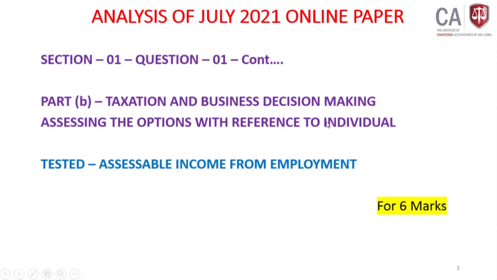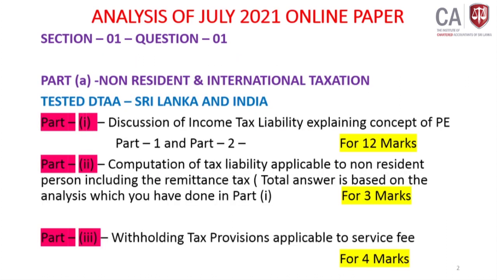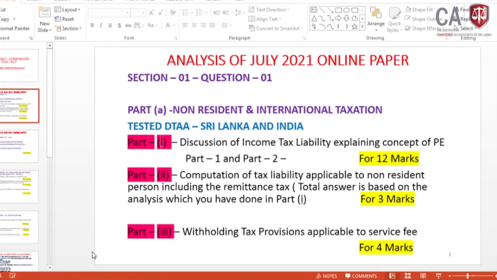The individual taxation is tested by evaluating the options, then tested on assessable income from employment, the 2 situations given under assessable income from employment. Then under those 2 situations, you need to evaluate which option is the most beneficial to the taxpayer, and you have to provide your recommendation.